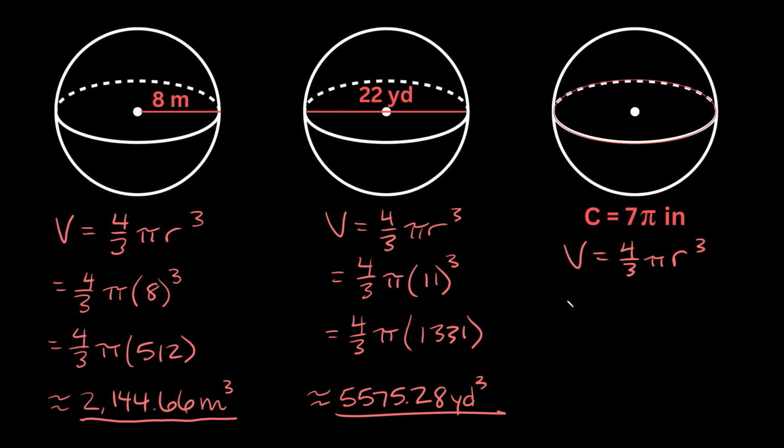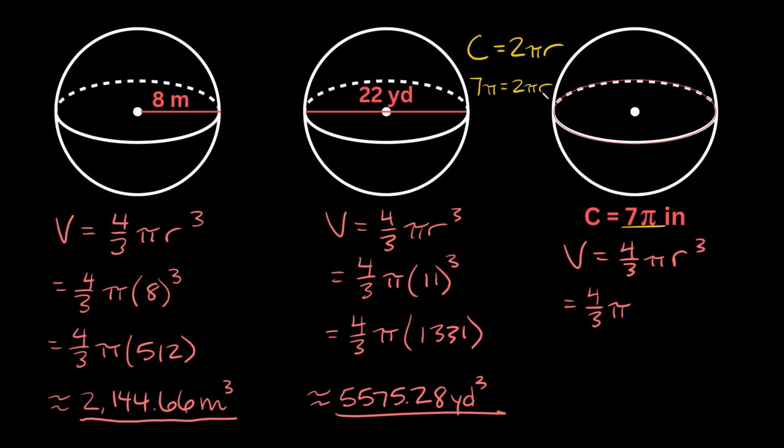Here the volume is equal to 4/3 pi, and now the radius we don't know, but there's a way to figure it out. We can relate the circumference of a circle to the radius by using the circumference formula. The circumference is equal to 2 pi r, where C is the circumference and r is the radius. Since we're given the circumference, 7 pi, let's plug that in for the circumference right here. So 7 pi is equal to 2 pi r.